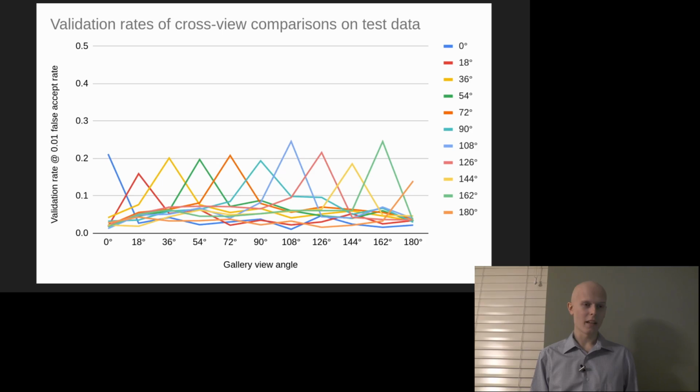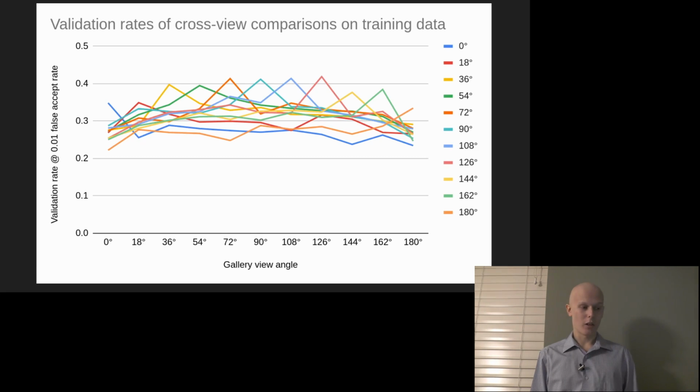Looking at my model, we can see that it achieves subpar accuracy at a 0.01 false accept rate, achieving only 0.2 validation rate. And even then, that was where the gallery and probe angle are the same, which is what those peaks are. And the other data is almost insignificant in accuracy. However, if we compare it to the validation rate on the training data, we can see it's a much different picture, as the model likely overfitted on the training data, even despite having a dropout of 0.5.